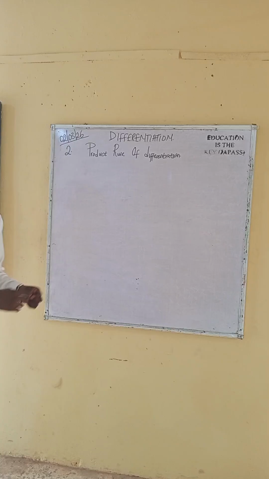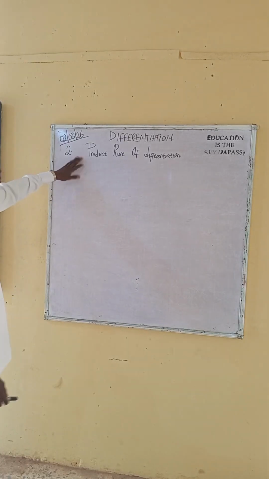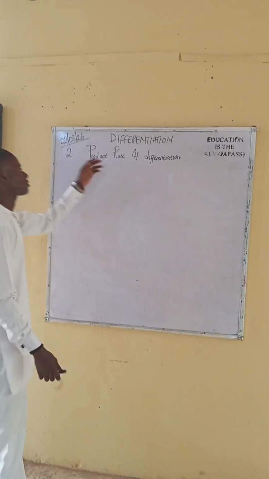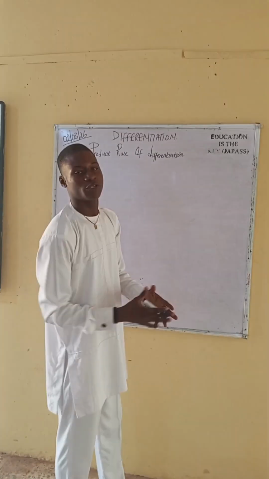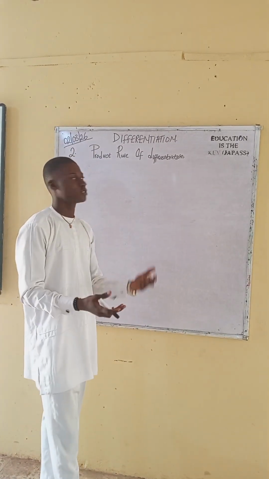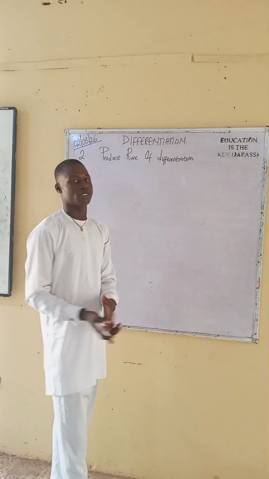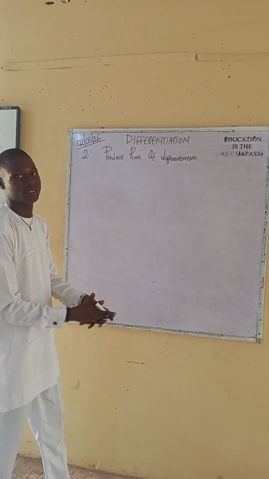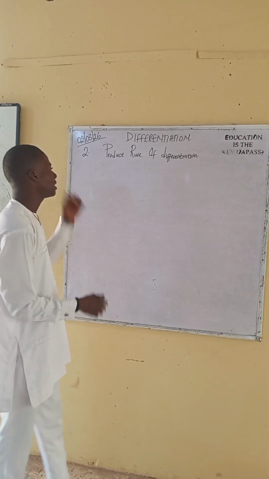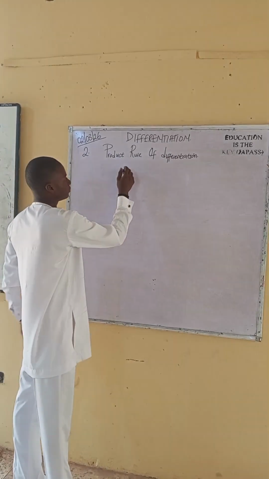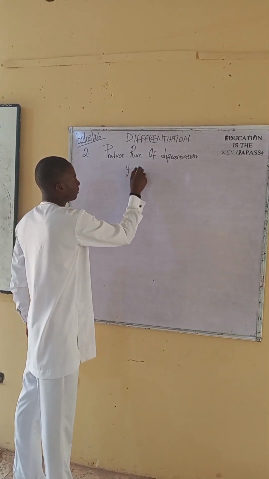So this is the second method used for solving differentiation, which is called the product rule. As we all know, product has to do with what? Multiplication of two things, or two or more. Understand? But as for differentiation, we are considering two variables.